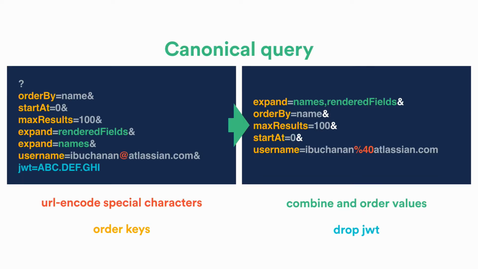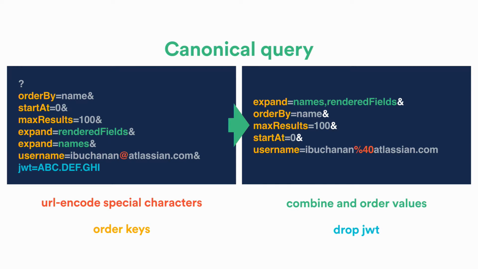And then the most complicated piece that we have is the canonical query. This is the thing that really needs disambiguation. So if we have on the left side the query string, I've added some new lines here to make it all more readable. Then we do a few transformations here. One is that we're going to URL encode special characters. So on the left side, I have the ampersand. It becomes %40. Then we're going to order the keys. So expand becomes the first key, order by the next, and so on.